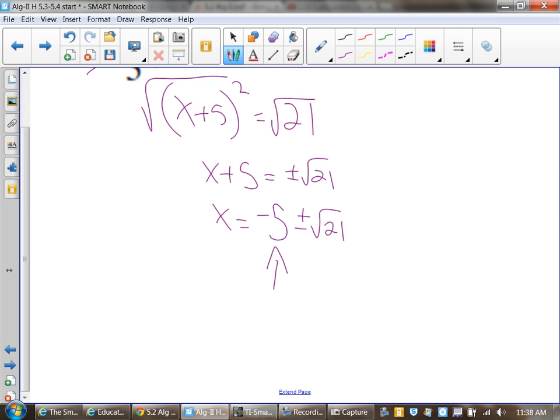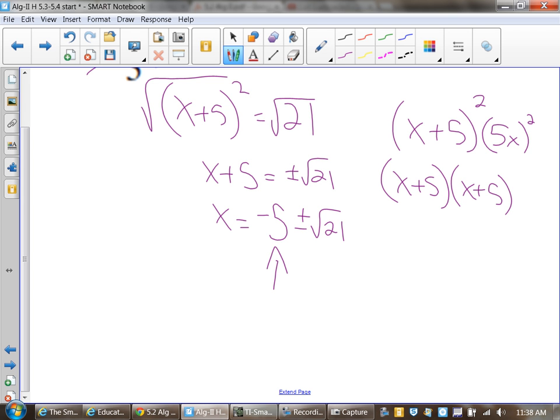Yes, sir? Couldn't you distribute the square to the parentheses and then go x squared plus 25? Remember that this is junk squared. That means junk times junk. It's not distributing inward. If it was, then you distribute inward. But since you've got that, it's this times this. It's a very common mistake. It's 2 different operations.